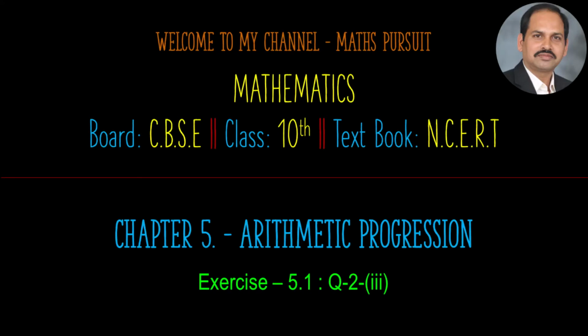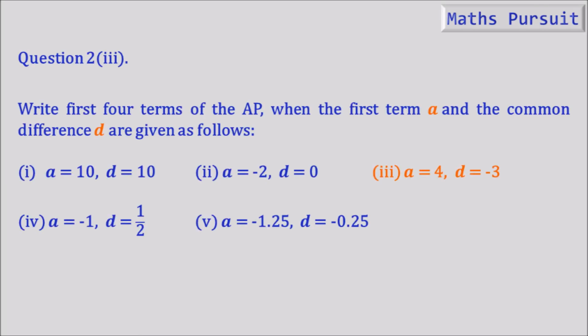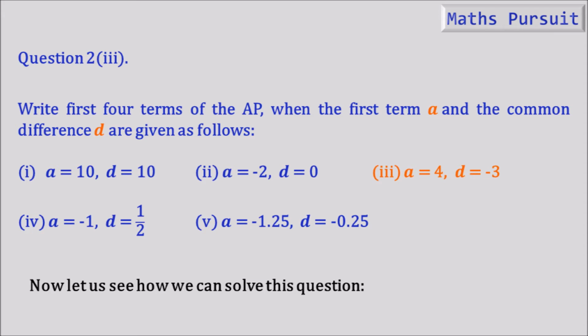Today we are going to look into exercise 5.1 question 2 bit 3 from chapter 5 called arithmetic progression. So let's see what exactly is given in question number 2 bit 3. Coming to the question, it is given like: write the first four terms of the arithmetic progression when the first term a and the common difference d are given. And here the given scenario is a is equal to 4, d is equal to minus 3. So let's see how we can solve this question.